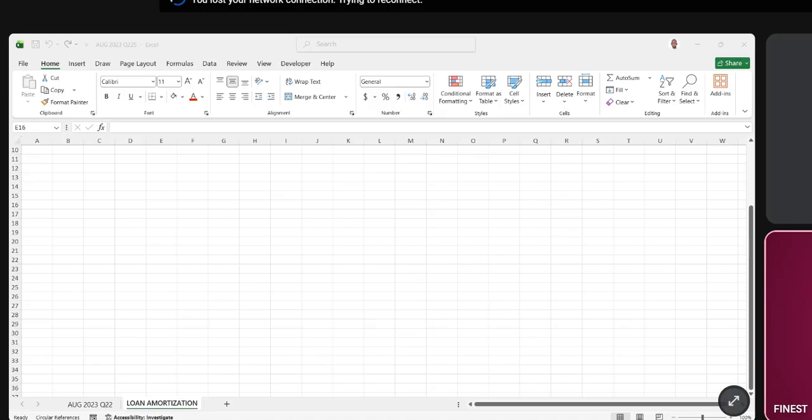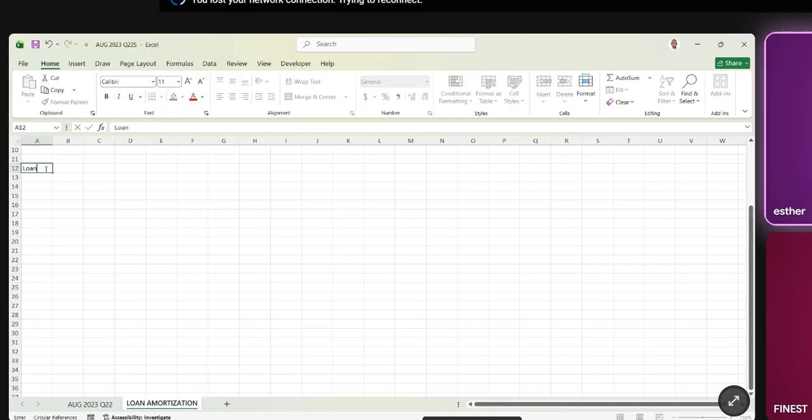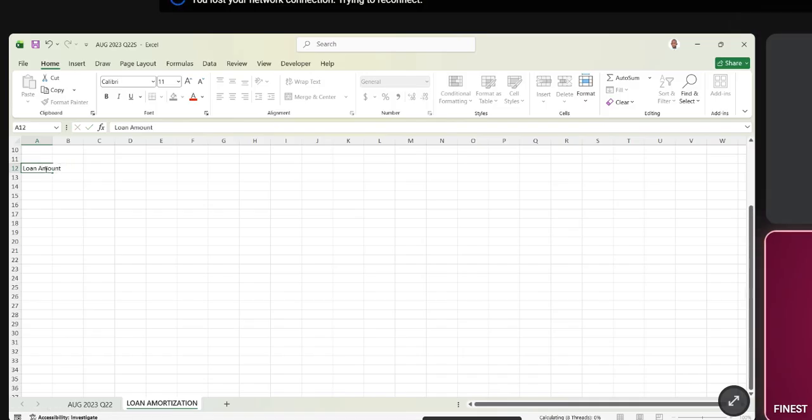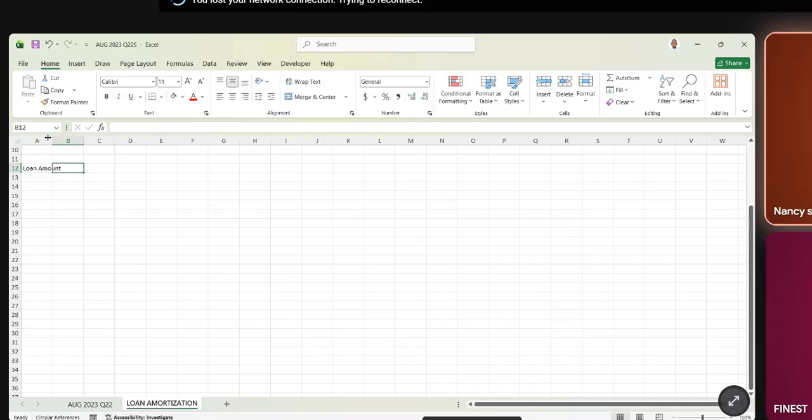Now, this question here is very critical. The loan amortization is very, very important. So we can say, for example, we have a loan amount. I'm not in any question.